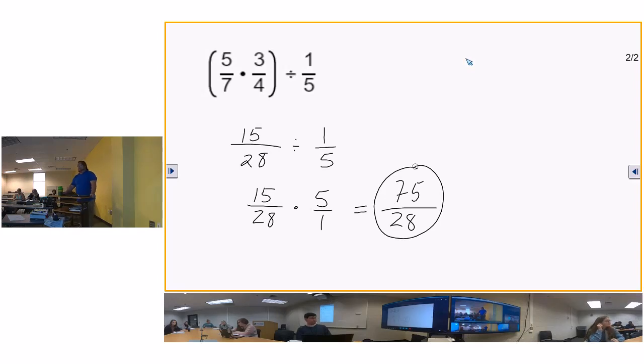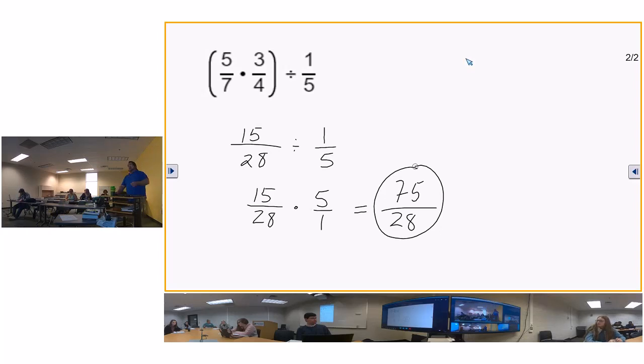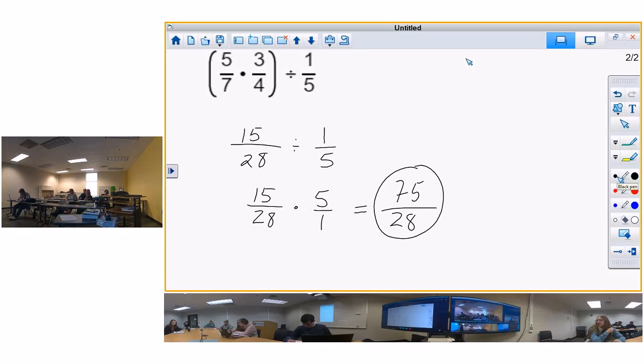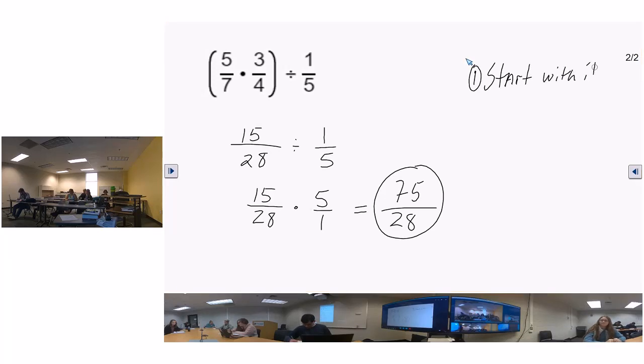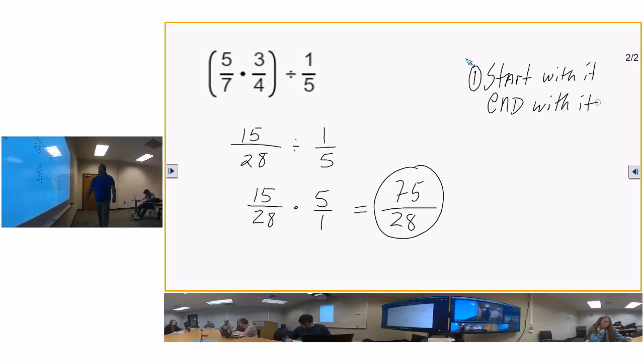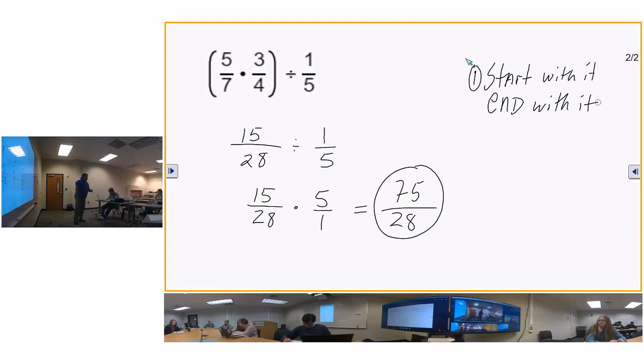The only time that I will ask you to write something as a mixed number, and I'll write these 3 rules down. There's a rule in mathematics and science: if you start with it, you end with it. What does that mean? That means if you start with decimals, you end with decimals. If you start with mixed numbers, you end with mixed numbers.